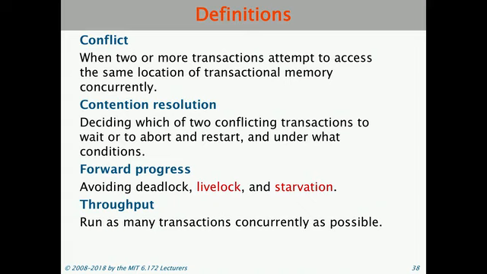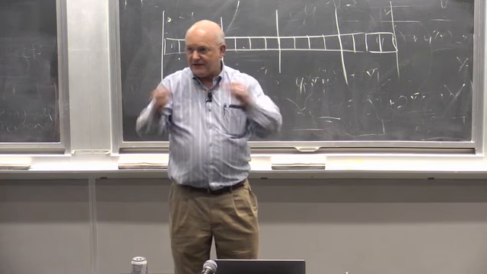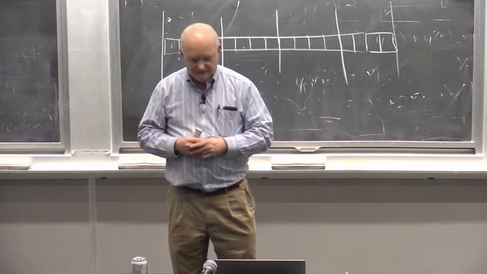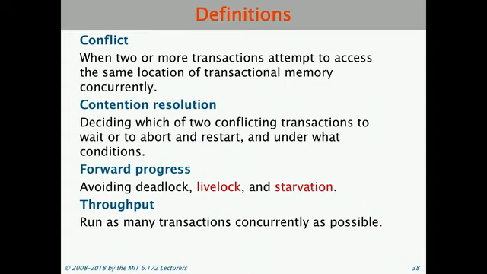So the resolution manager has to figure out what happens in the case of contention. And then forward progress is avoiding deadlock, of course, but also livelock and starvation. What you don't want to have happen, for example, is that two transactions keep aborting each other and you never make forward progress. And throughput, well, you'd like to run as many transactions concurrently as possible.